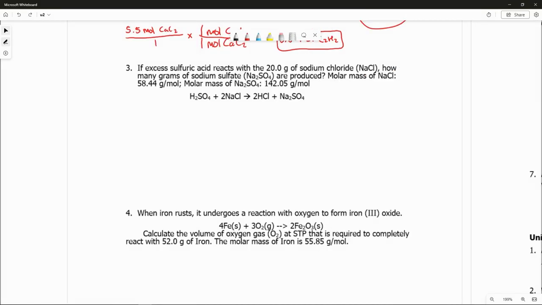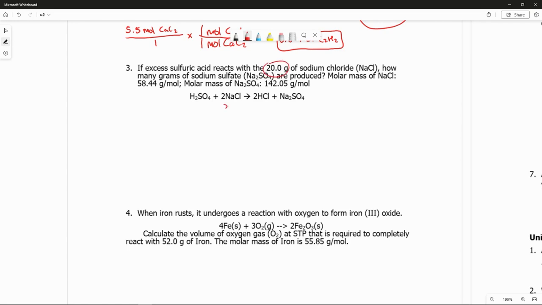All right, let's try question 3. If excess sulfuric acid reacts with 20 grams of sodium chloride, NaCl, how many grams of sodium sulfate, Na2SO4, are produced? It gives us all the molar masses down below, which makes our calculation much speedier because we don't need to calculate that. The way we start this is we want to use our given data to establish what we know and what we want to find.